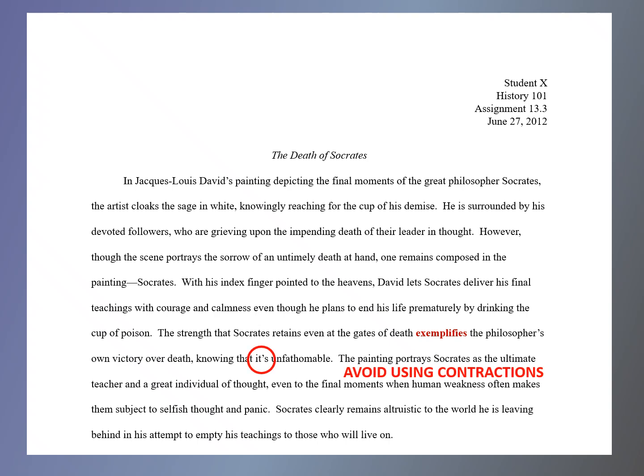Moving along to the bottom of the page, I have circled the word "it's." That is a contraction, and contractions are not scholarly. Write out both words: it is, cannot, are not, they are, and so on.